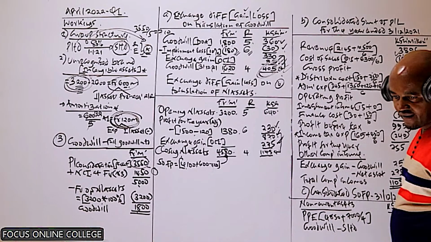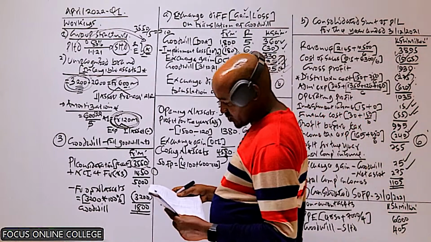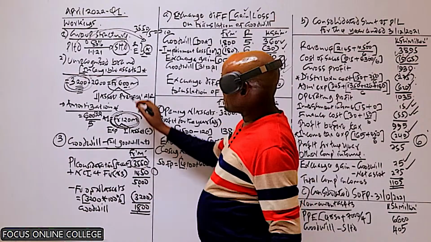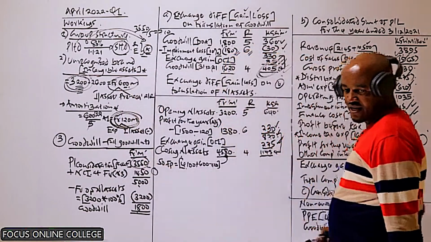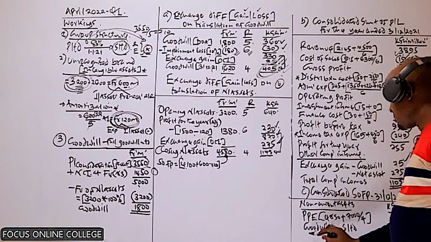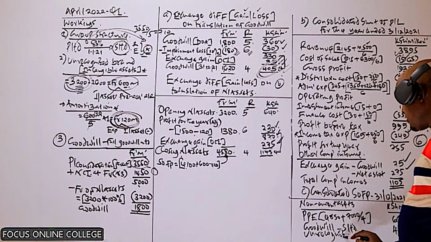That one, Sasa? Yes. So the other item which you must also remember to include here, because we don't have any other non-current asset, remember the subsidiary revalued this brand. We can just include it here as unrecognized brand.